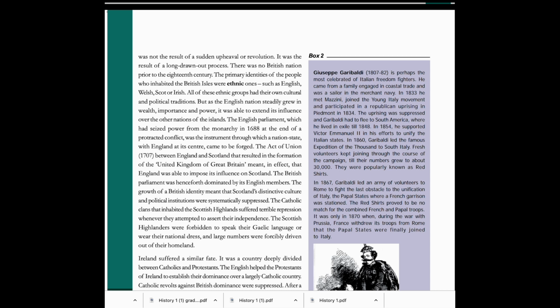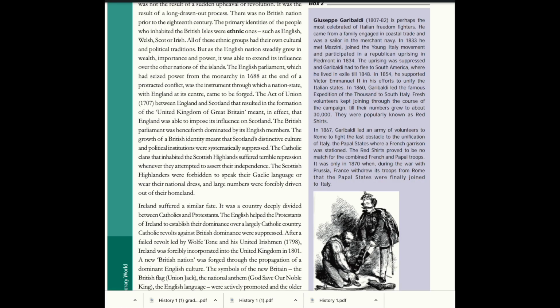The English Parliament, which had seized power from the monarchy in 1688 at the end of a protracted conflict, was the instrument through which a nation state with England at its centre came to be forged. The Act of Union between England and Scotland that resulted in the formation of the United Kingdom of Great Britain meant, in effect, that England was able to impose its influence on Scotland. The British Parliament was henceforth dominated by its English members.